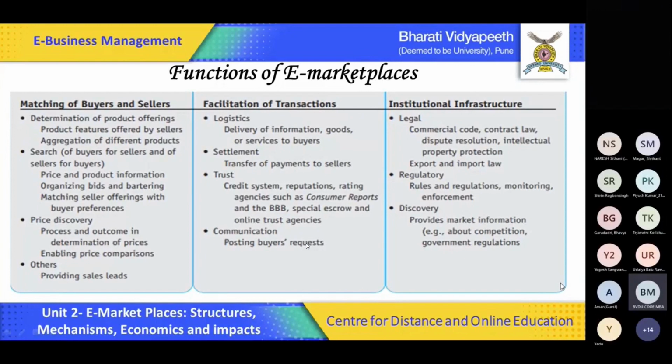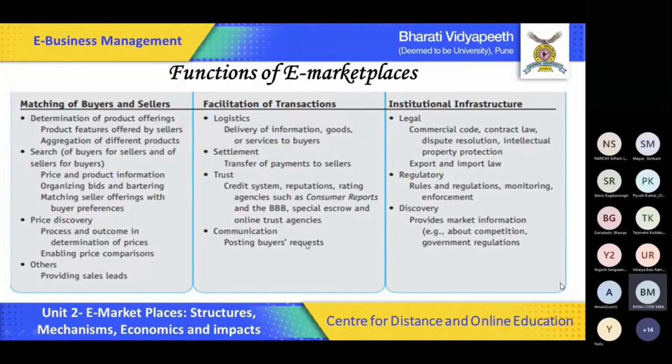This will also help the buyer to compare the prices online, and these e-marketplaces will also provide sales leads. Sometimes if you have searched for something, for example a suit, they will show you other marketplaces also where you can find the same type of products. This is called analytics. They will keep track of what you are searching for.